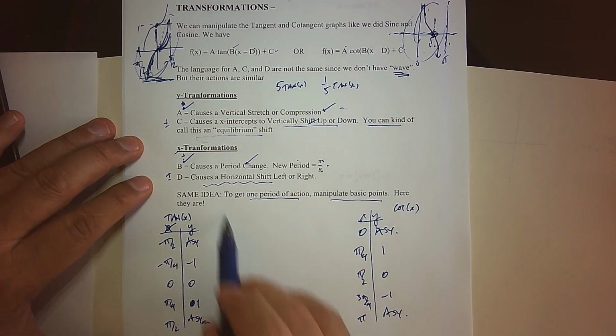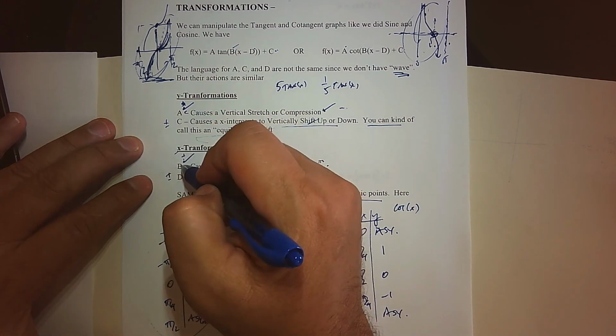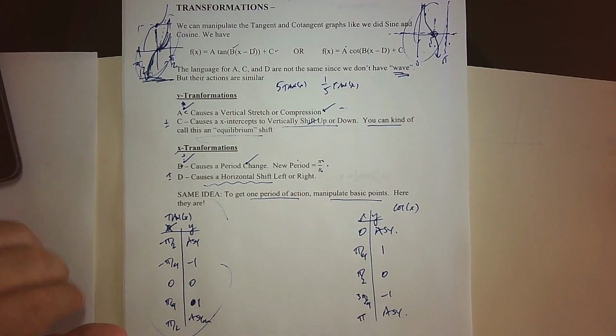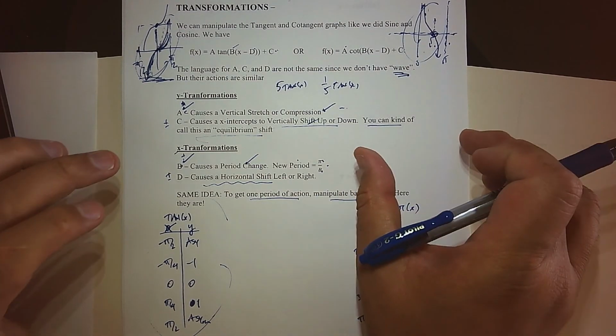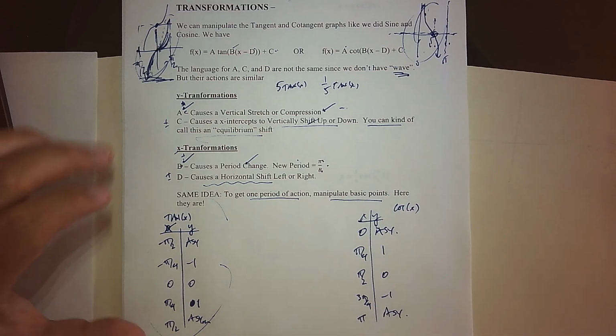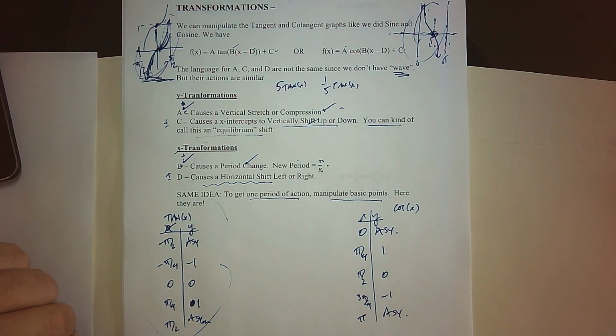So if we can manipulate the data with the A's and the B's, the C's and the D's, then we can manipulate one period of our tangent graph. And if we can graph one period, it just keeps going on in that fashion forever and ever. So it's all about getting that first period.